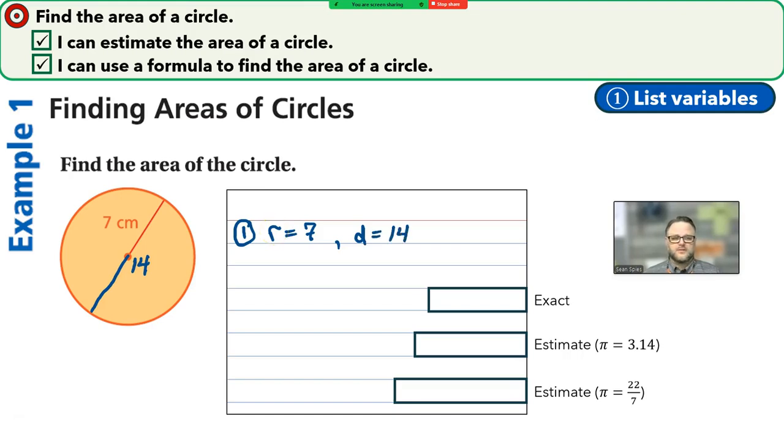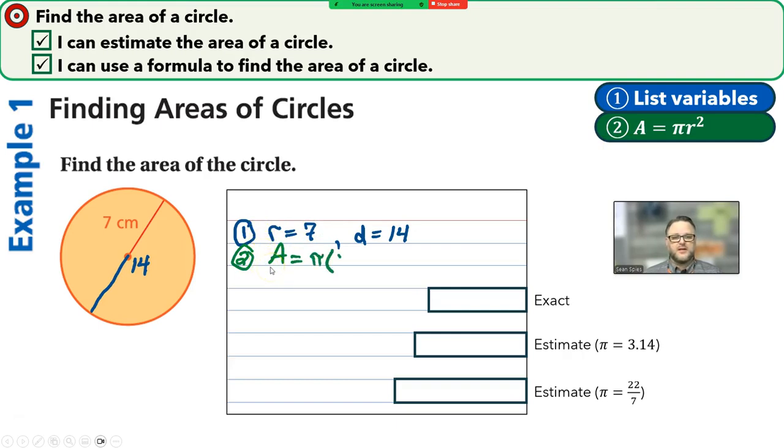Moving on from there, the next thing we need to do is substitute into the formula A equals pi r squared. So we're going to come up here and notice that r is 7. So that means we set A equal to pi times radius, or 7 squared. Lastly, we're going to go ahead and work on solving.